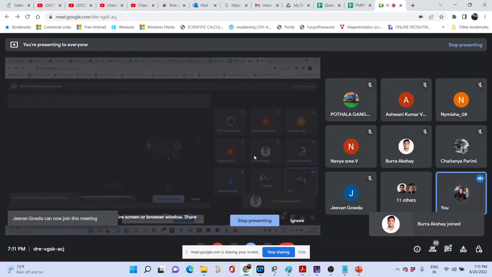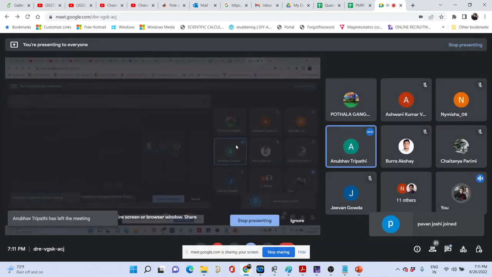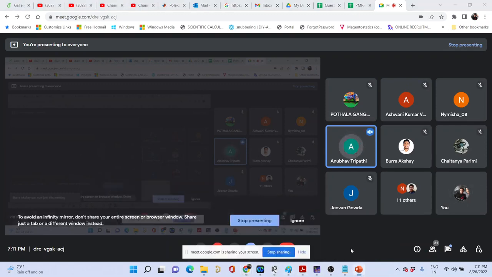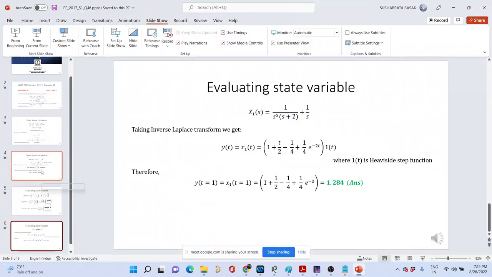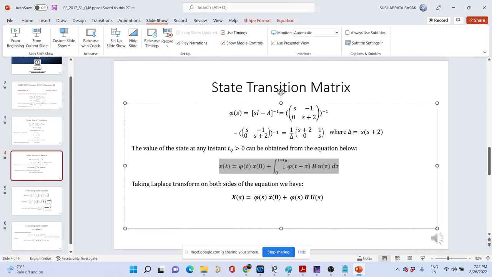Okay, so everybody got the answer? Is there some doubt or something? Nobody is trying the sum? Yes, Anubhav, tell me. Yes, sir. How did you write the zero-state response, the integral term in the time domain? Yeah, this term you are talking about, right? Yes, sir. So how do I get this term?